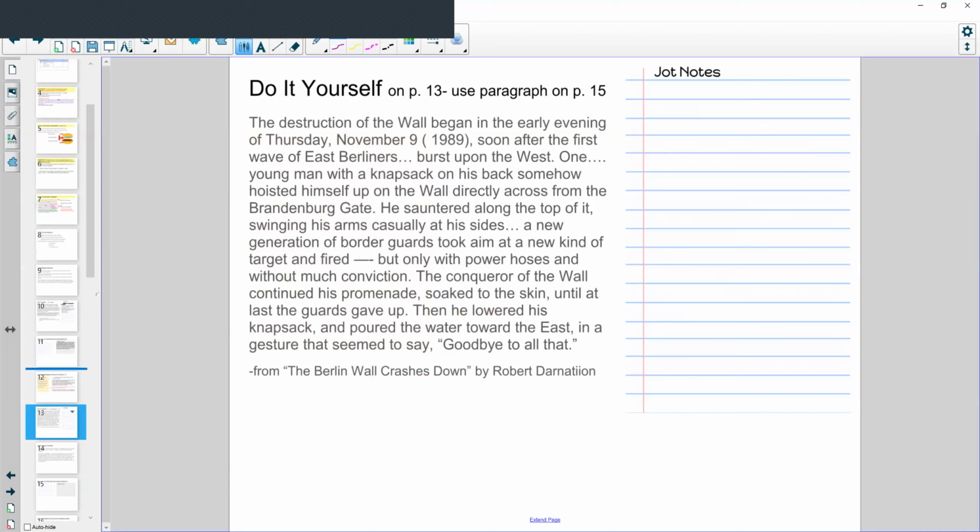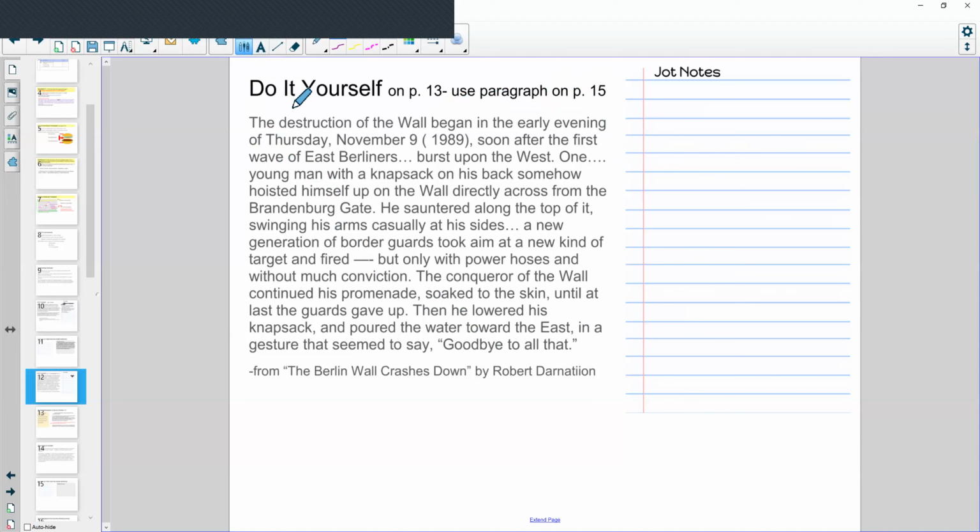Okay. This is what I was looking for. Here we go. Here is the exercise that you need to do. I'm not going to help you with this. I'm just walking you through what you need to do. It's called Do It Yourself on page 13. I want you to use the paragraph on page 15. That way we're all doing the same thing, okay? This is what the paragraph says.